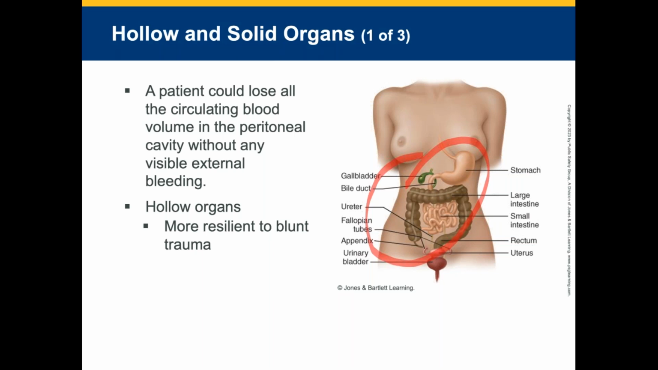This is why we need to palpate. Do we feel ascites? Do we feel a rigid, hard abdomen that would be indicative of internal bleeding? We also look at our vital signs, looking for signs of compensated shock or decompensated shock. Hollow organs are structures through which material passes. They're more resilient to blunt trauma and less likely to be injured in trauma unless they are full of something.